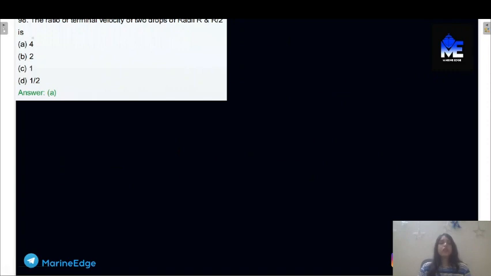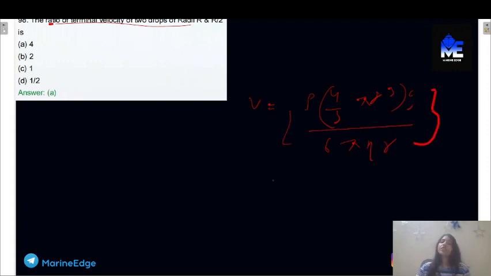Now moving on. The ratio of terminal velocity of two drops of radius r and r by 2. Now if you guys remember the formula, I mean it was a long formula so I'm not expecting a lot. But formula-wise, the terminal velocity v was equal to rho times 4 upon 3 pi r cube into g upon 6 pi mu r, right? This was the formula. But basically at the end of the formula it was given that terminal velocity is proportional to radius square. Correct? So now it is given that R1 and R2 are in the ratio 2 is to 1. Correct?